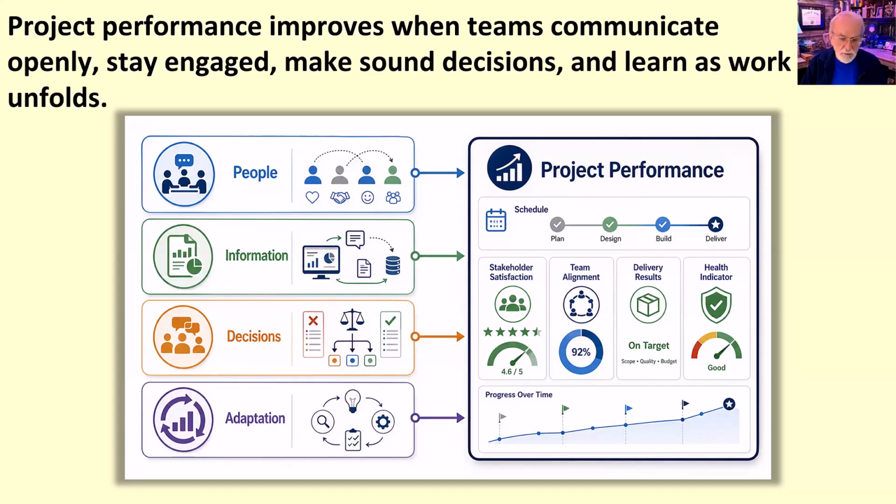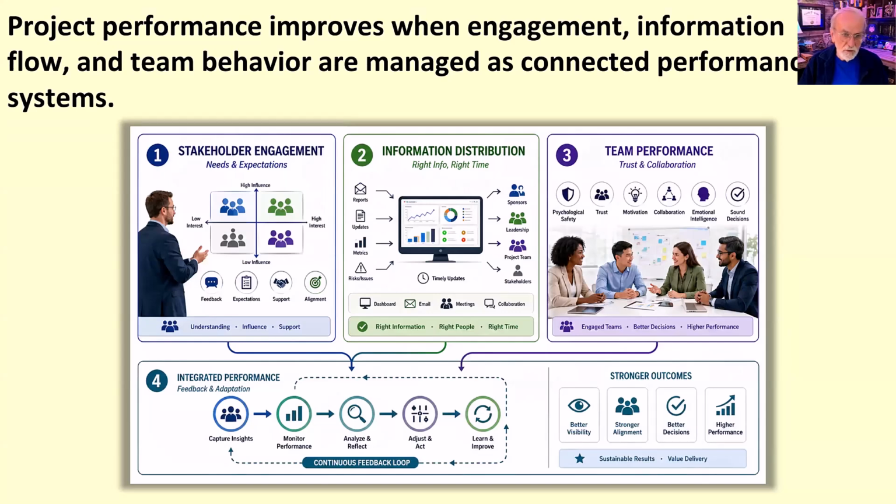With stakeholder engagement, information distribution, and team performance now connected, we can close this by identifying key takeaways from week 8 and how these ideas support project performance management. So stakeholders, information, and team drive performance. Performance improves when engagement, information flow, and team behavior are managed as a connected performance system. This week's presentation is focused on three areas that are sometimes treated separately: stakeholder engagement, project information distribution, and team performance. The key takeaway is that these areas are deeply connected.